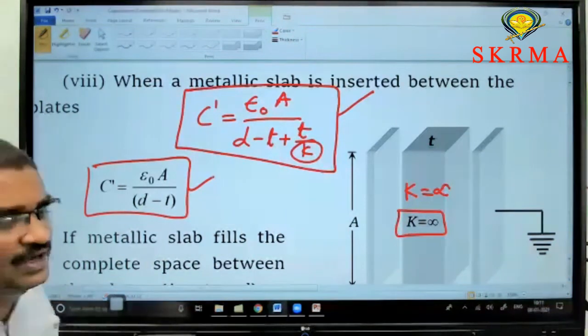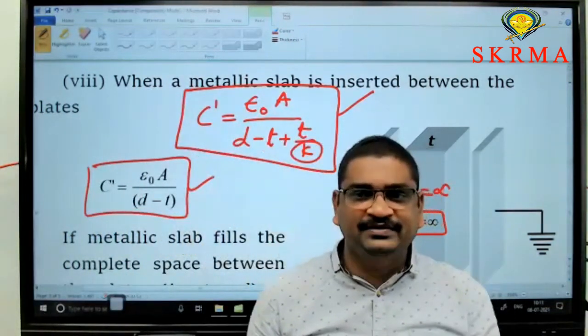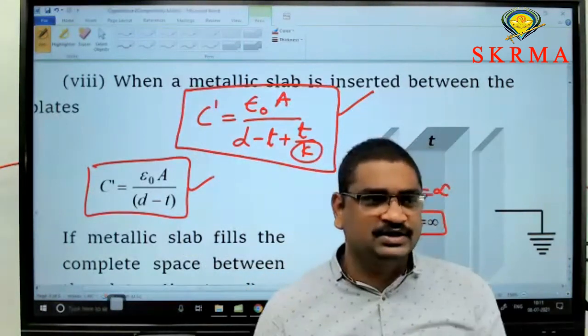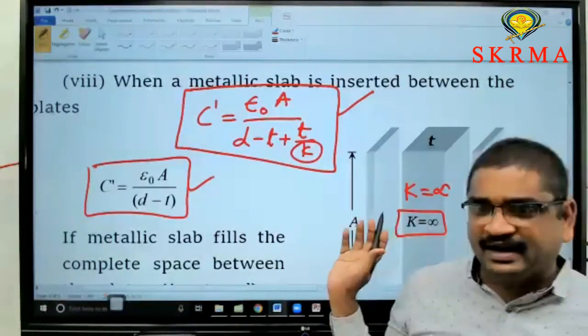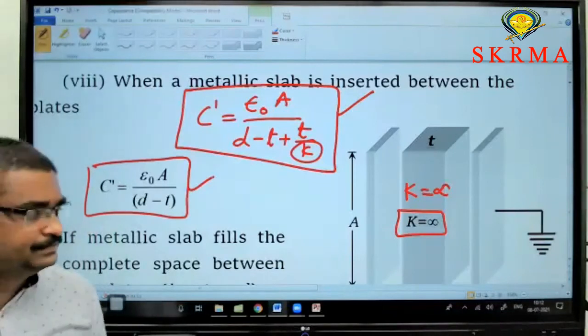What is the K value or dielectric constant for a metal? What is the value of dielectric constant for a metal surface? The value of dielectric constant for a metal surface is infinity.